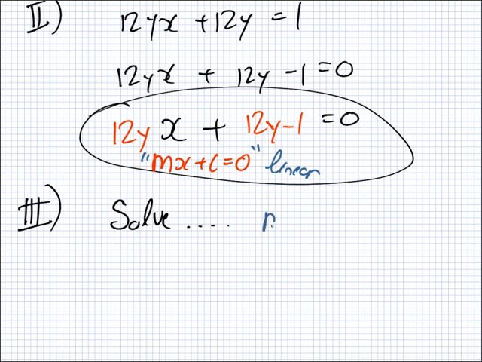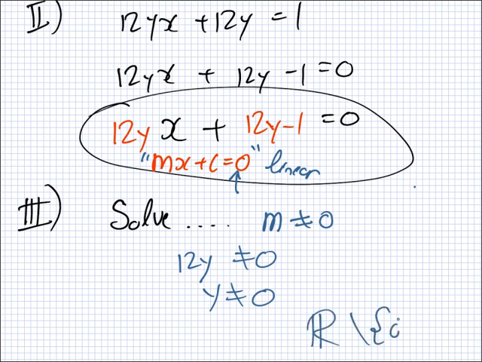You need the m to not be 0, because if m was 0, you can't solve this. But yeah, I can get a linear. It'll never equal 0. So that means 12y can't equal 0, so y can't equal 0. So the answer is all real numbers except 0, which is what we said earlier. Same answer.